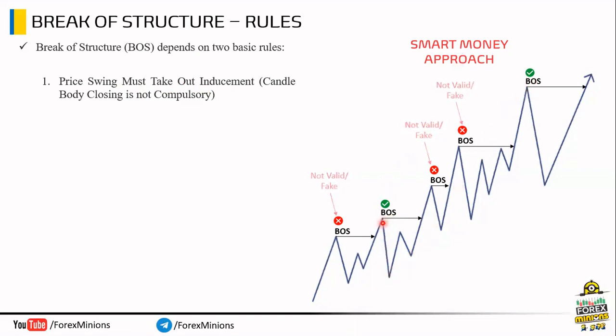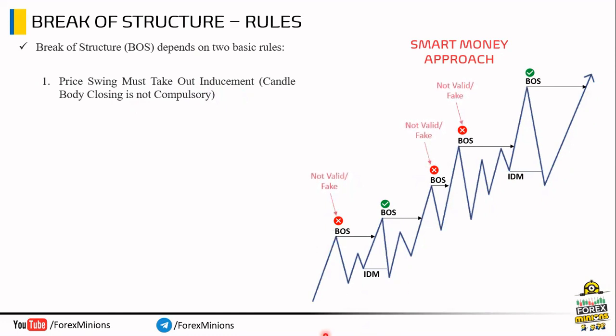Now, as per the first rule, see here. Price has taken out this inducement before making a new higher high. That is why this is a valid BOS. Similarly, for this valid BOS, price took out this inducement and then moved higher to validate this level as a valid BOS. But what about these three levels? SMC marked them as fake or invalid break of structure because price did not meet the first rule. I mean, price didn't take out any inducement. That's why these three levels are invalid BOS. Hope you understand the first rule.